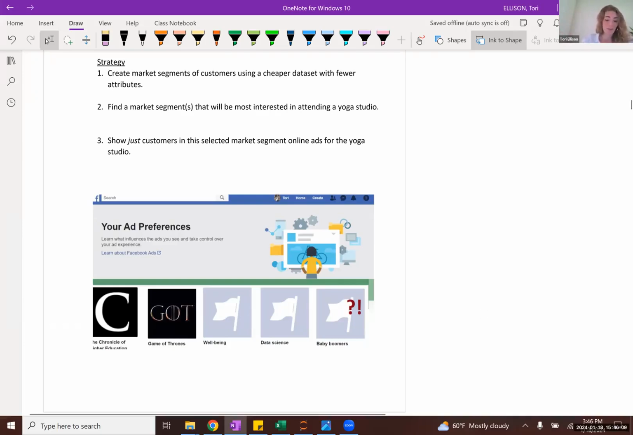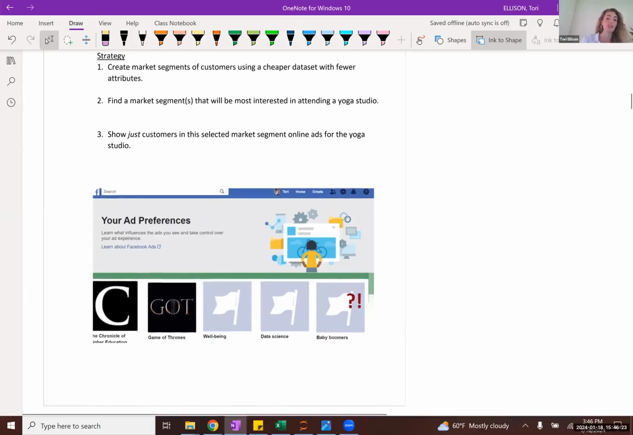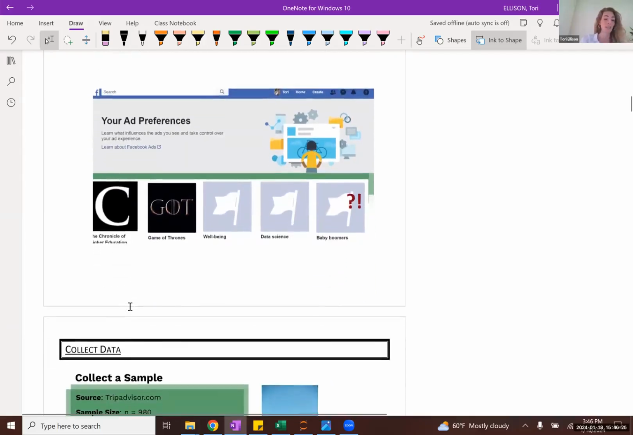So basically everyone probably belongs to some sort of market segment. And these companies will use that information to target specific ads to you. So that's one motivation for why we might want to collect a cheap data set and cluster it.